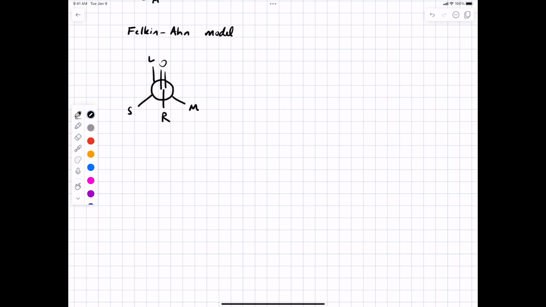So there are some basic principles. You want, in general, the large group perpendicular to the carbonyl group and anti to, or opposite, maybe anti is the wrong word because that creates the expectation of exactly 180 degrees, opposite the incoming nucleophile.